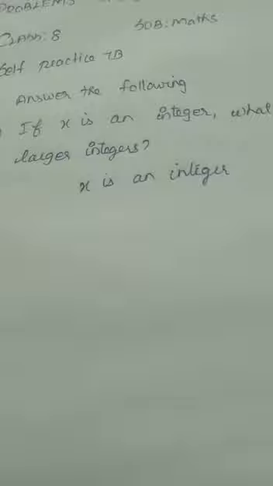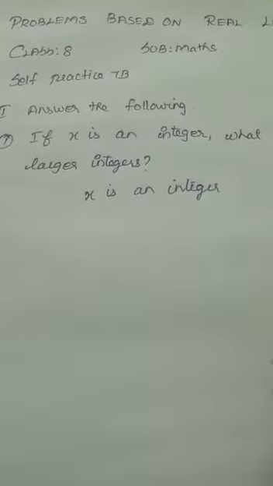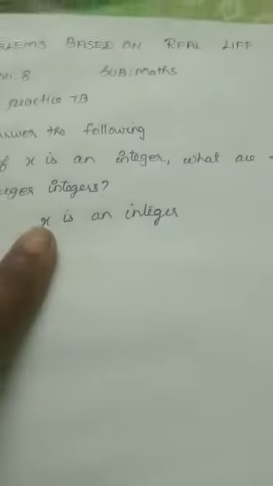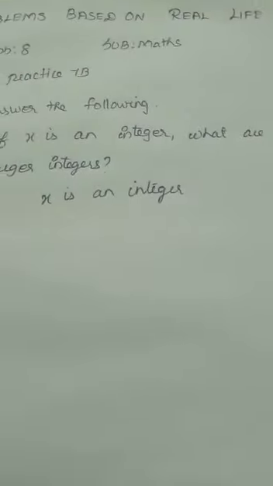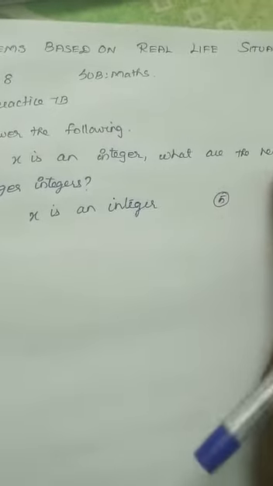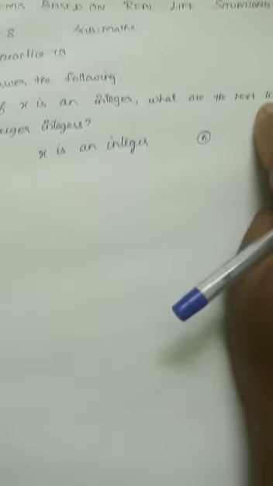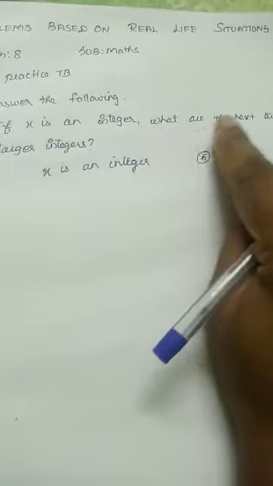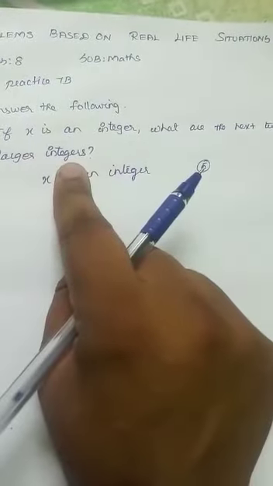This is your first type of question. If x is an integer, what are the next two larger integers? Okay, so already it's given that x is an integer, isn't it? If x is an integer, for example, 5 is an integer number. What is the next number that should be greater? Your question is, what are the next two larger integers?